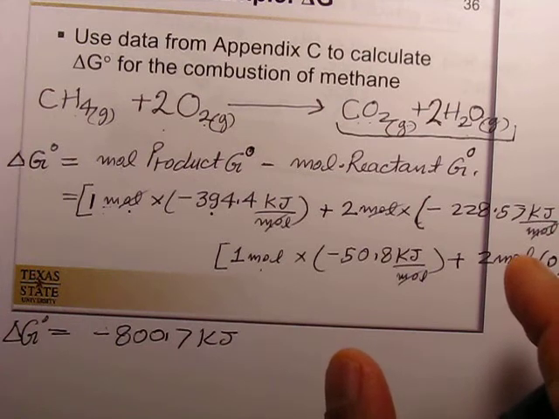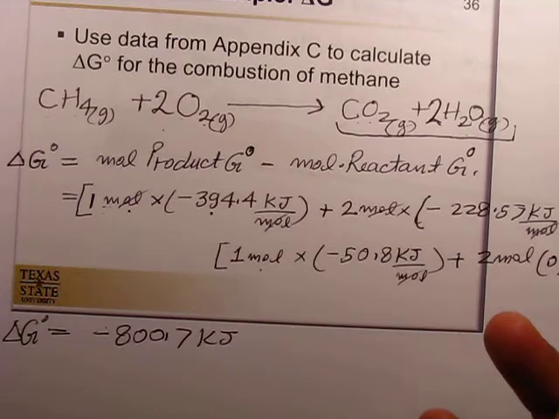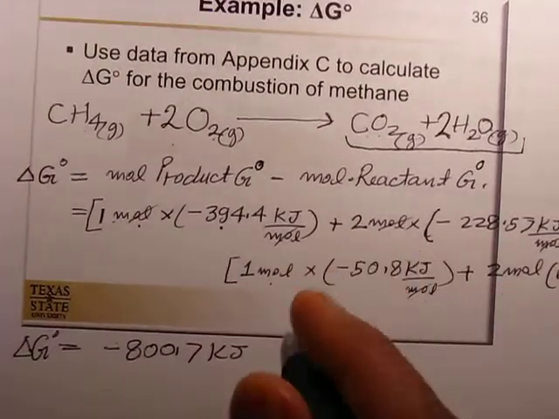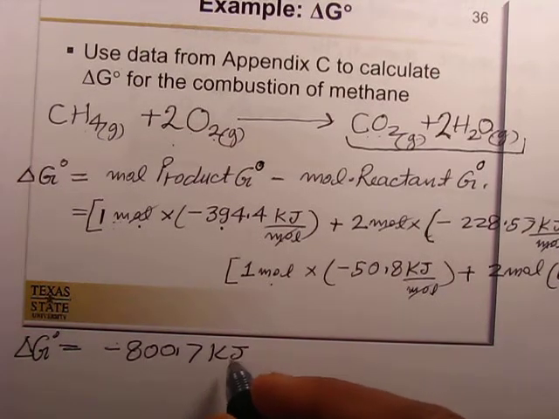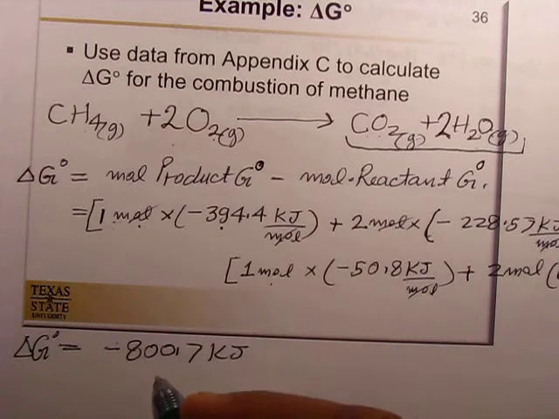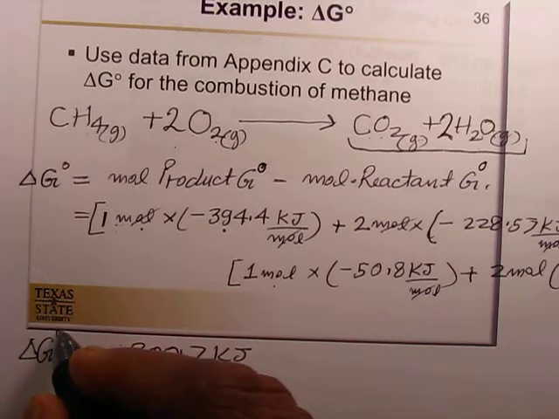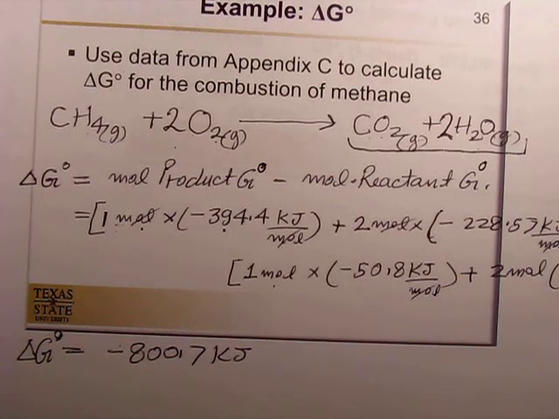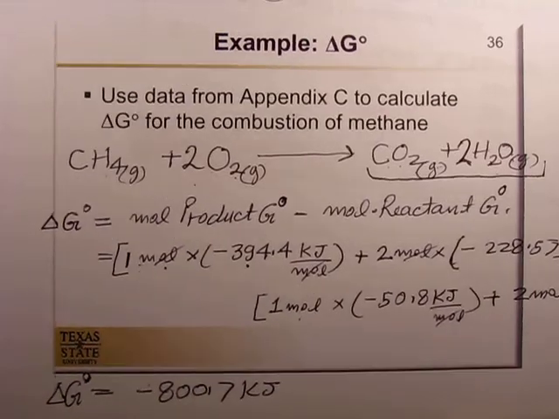If any element is in the pure element form, its delta G and delta H both will be 0, right? So once you solve this math, we end up with delta G equal to minus 800.7 kilojoule. You can see this is a negative standard delta G. It means this reaction is spontaneous. So this was the second example, and let's see a few more examples.